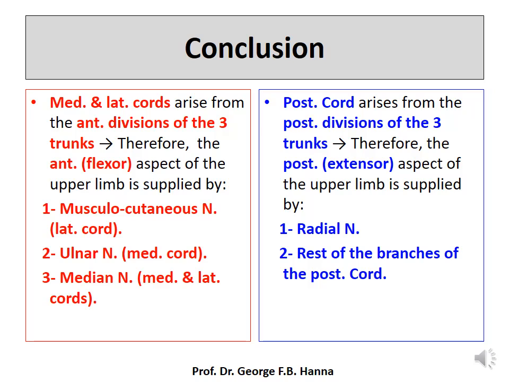On the other hand, let us look to the right side of the screen. The posterior cord arises from the posterior divisions of the three trunks. Therefore, the posterior or extensor aspect of the upper limb is supplied by the branches of the posterior cord. The continuation of the posterior cord, which is the radial nerve, will be supplying the back or extensors of the upper limb, both sensory and motor.